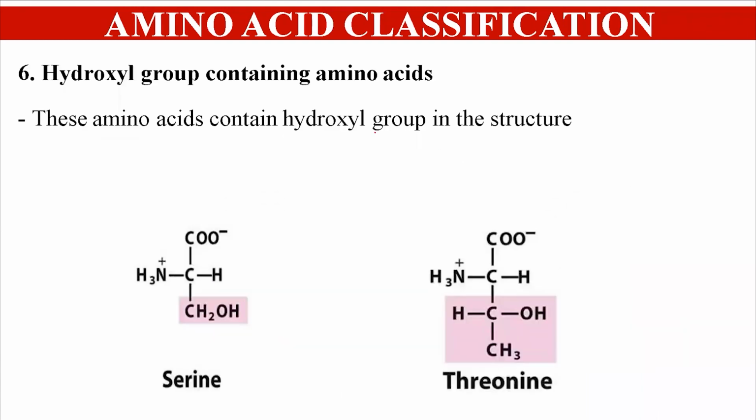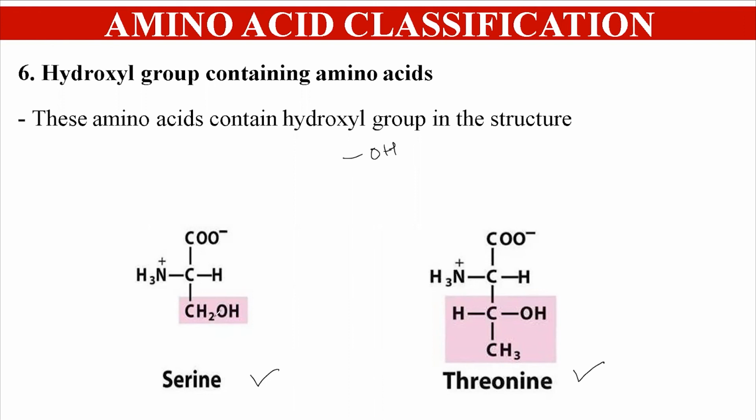So there are 2 of them. The next category is the hydroxyl group containing amino acids. So the hydroxyl group is basically the OH group. So these are the amino acids that are having OH group present. So we have serine and we have threonine. So these are the 2 amino acids having OH group present.